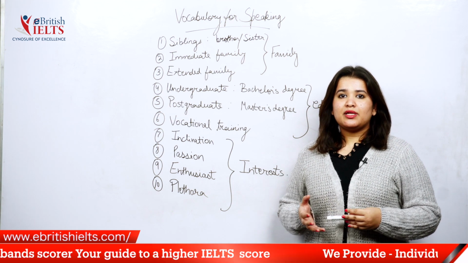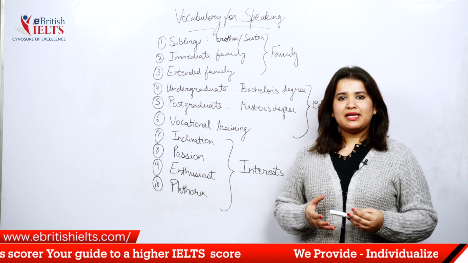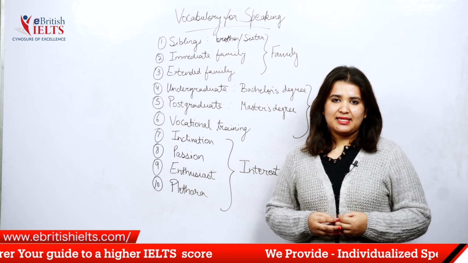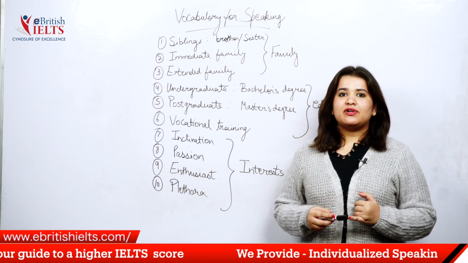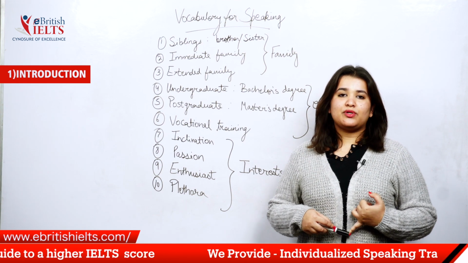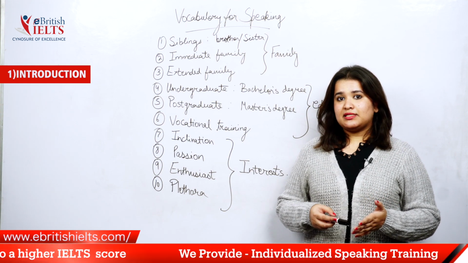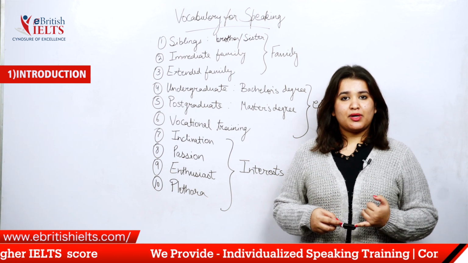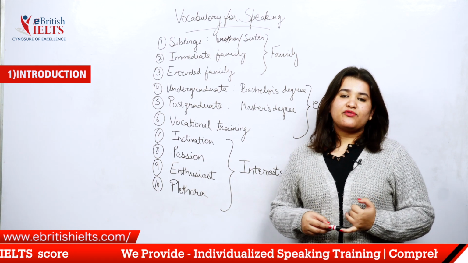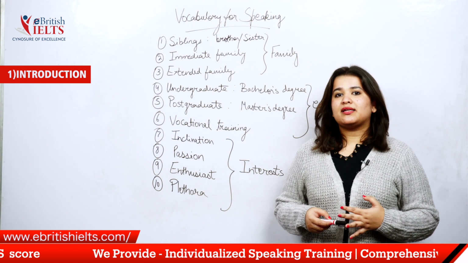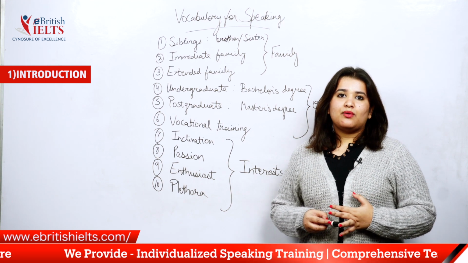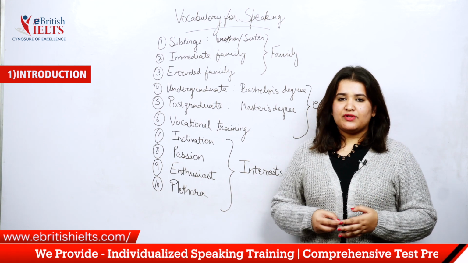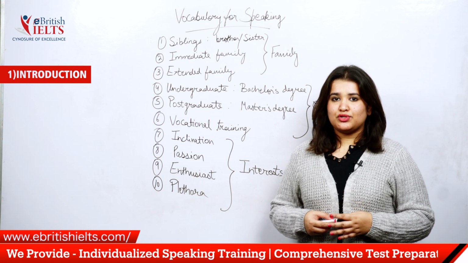Your speaking module is usually about 11 to 14 minutes and not more than that. There are three parts to it. First is the introduction part where you have to introduce yourself. That's the first thing that you do when you meet the examiner. You talk about yourself, you tell your name, where you're from, what you do, or if you're studying, what you are studying, your hobbies and interests, and any other relevant information that the examiner should know about you.